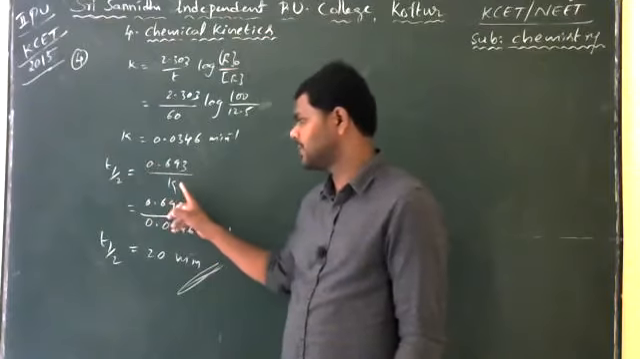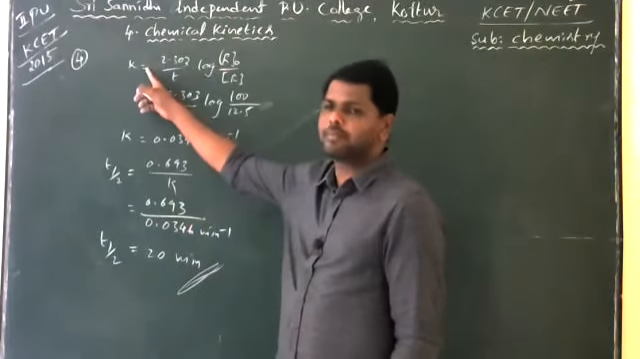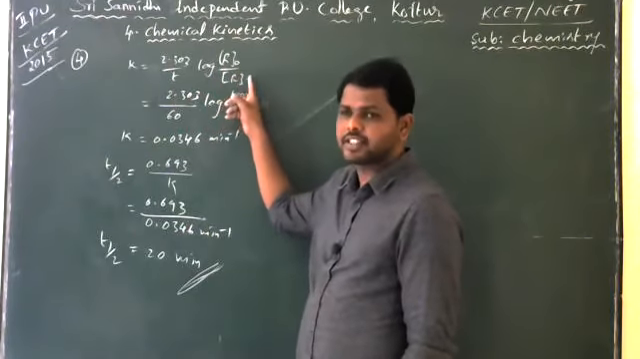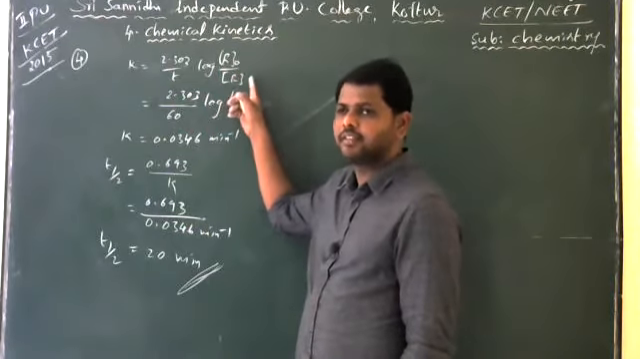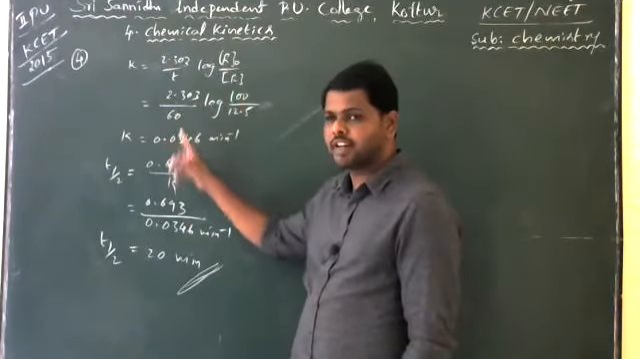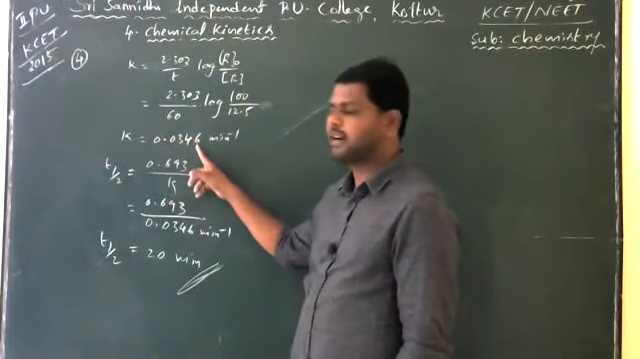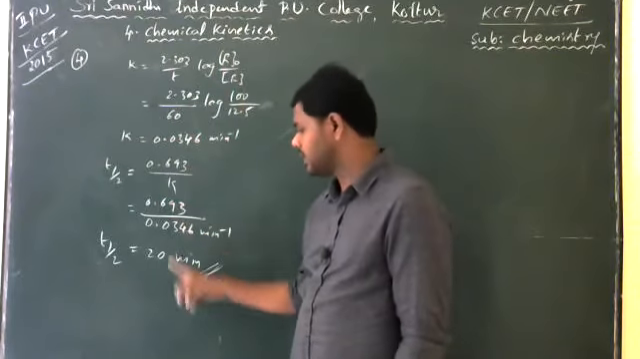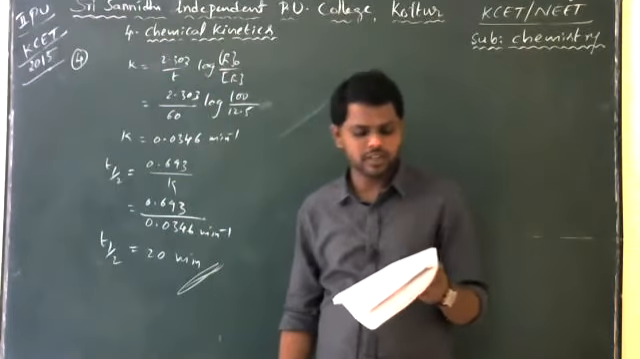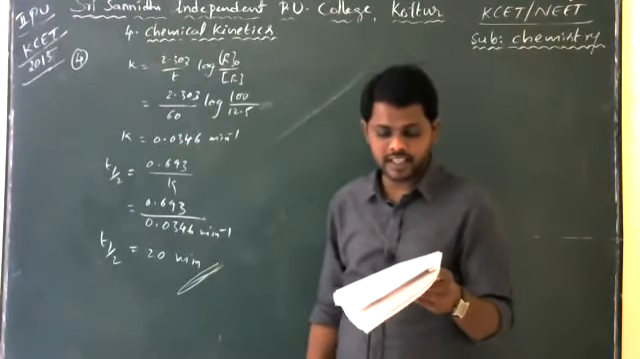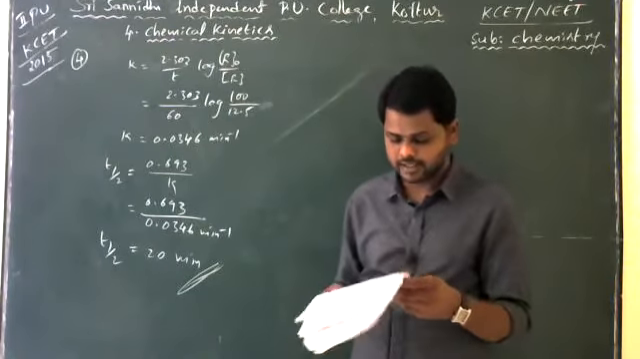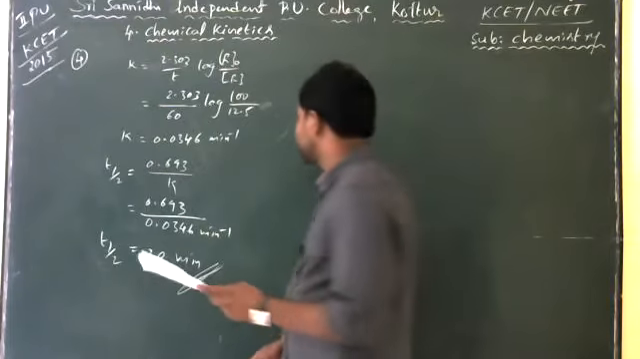T half is equal to 0.693 by K, but K is not known, so first we find out K. K is equal to 2.303 by T log concentration of R naught divided by R, which is the first order rate constant formula, with 2.303 by 60 minutes, since 1 hour time is given. Then we found K, then we found T, and 20 minutes came, which is the answer. Option A is 20 minutes, option B is 15 minutes, option C is 3 hours, option D is 30 minutes. So 20 minutes is the answer.